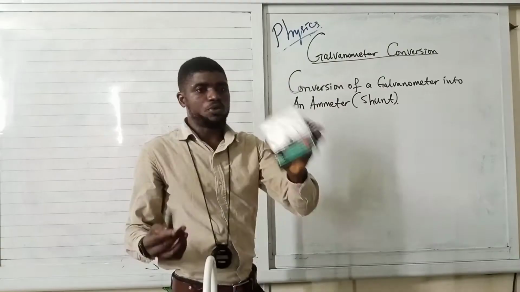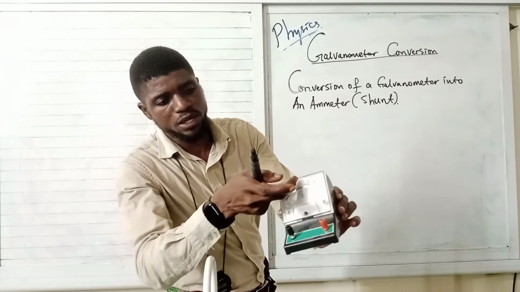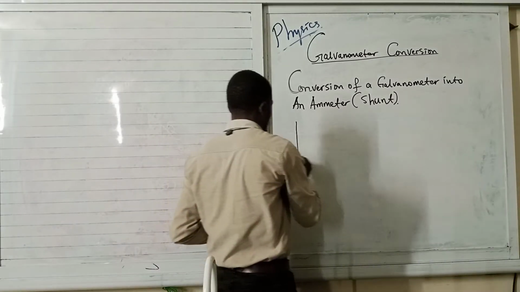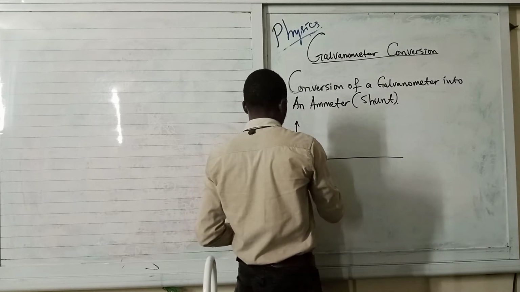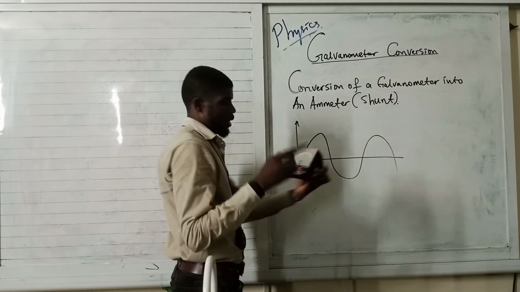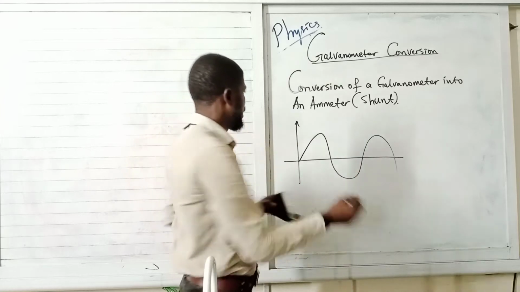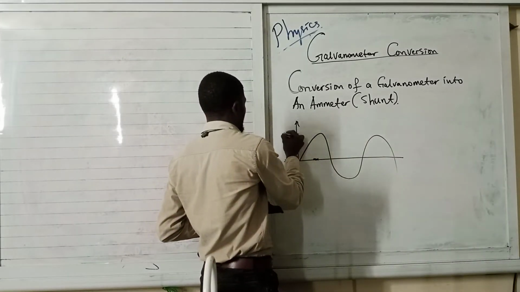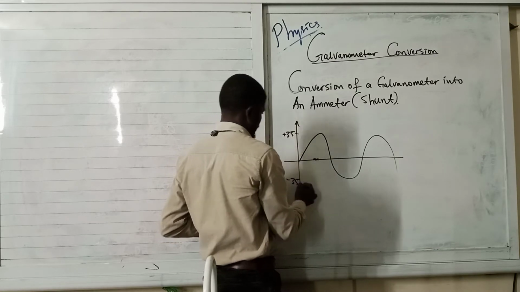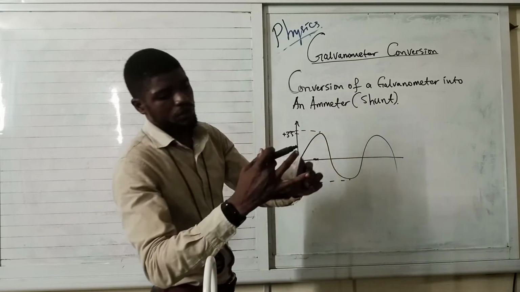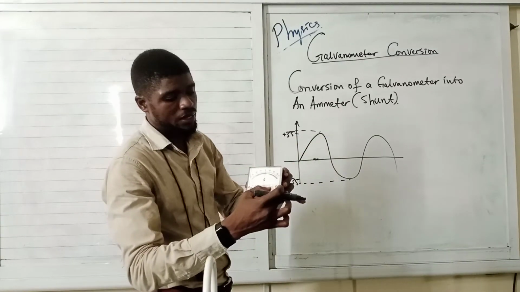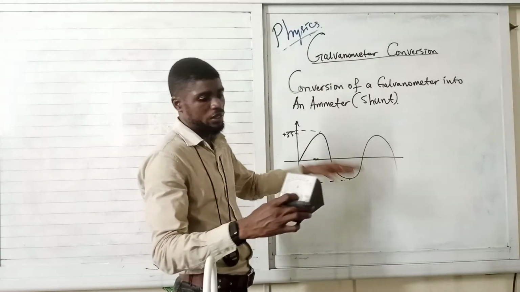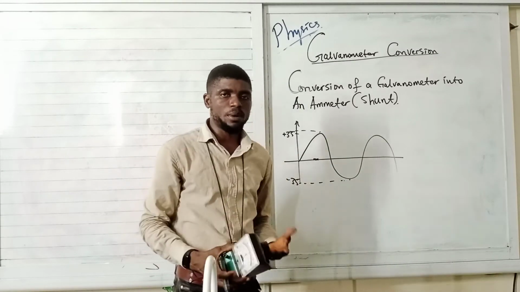Now, you'll be wondering why you have this pointer stationed at the center, and then you have 35 this way, and 35 this way. If I draw a sinusoidal wave function, a transverse wave here, the point where this galvanometer is right now is this point. If it moves this way, that is clockwise, let's say this is plus 35, and this is minus 35. So if it goes this way, this is the maximum displacement, the maximum deflection. If it comes this way, that is, if it turns to the left, this is what we call minimum deflection of the galvanometer.